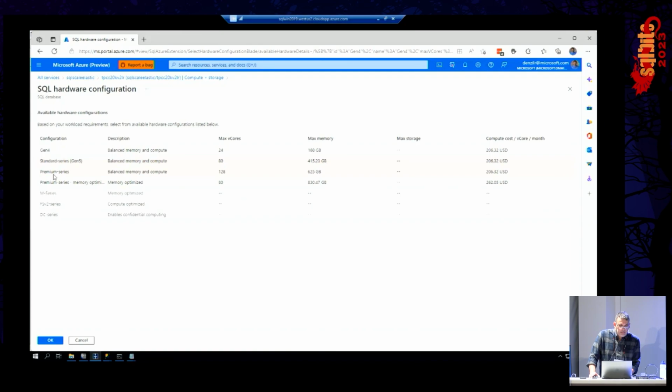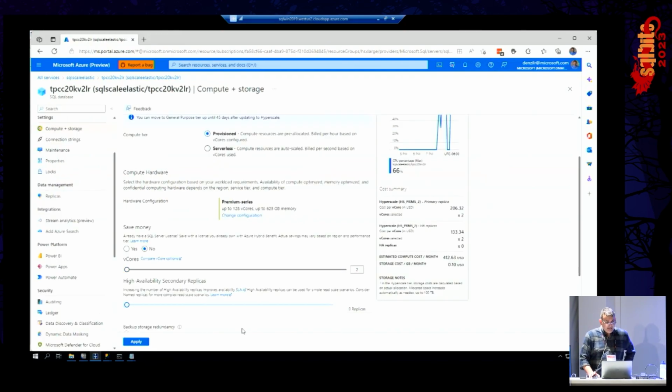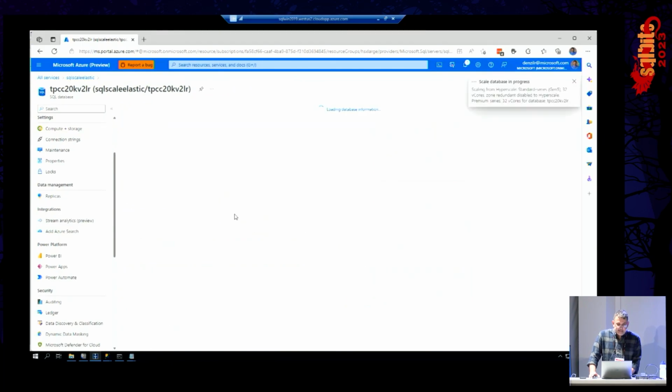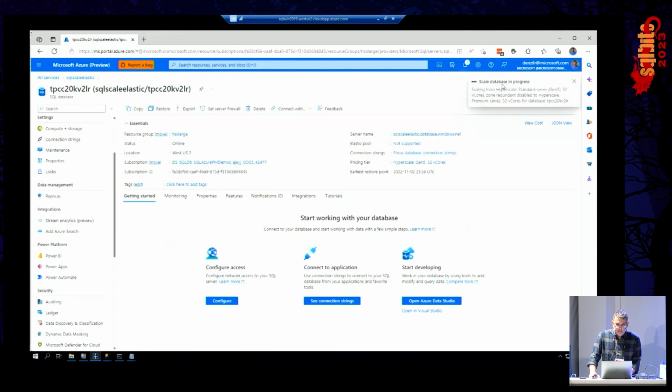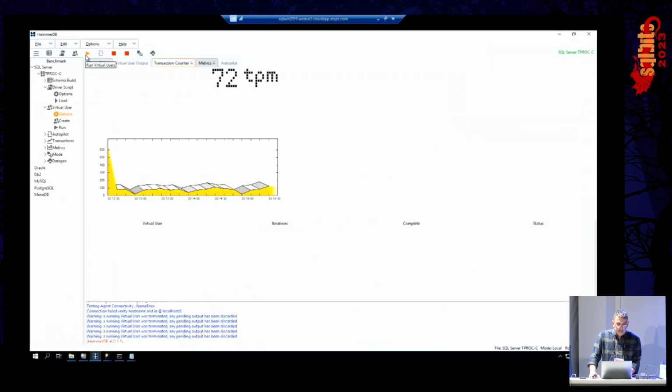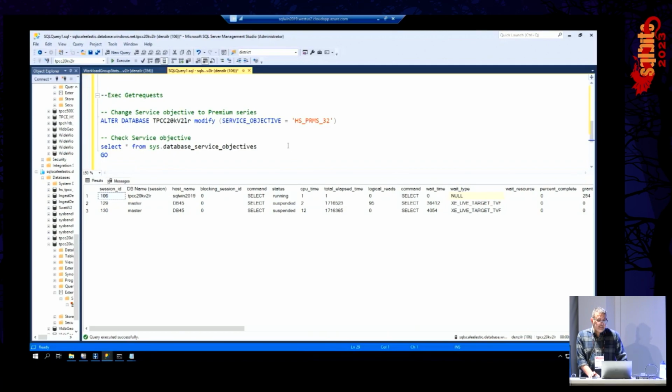the premium series now. Premium series 128 vCore. This is not memory optimized. And we'll scale up to the same 32 vCores and restart the HammerDB. The scale up is generally quick. I've time-lapsed this a little bit to save some time. And if we start HammerDB, we should see a significant perf bump, right?